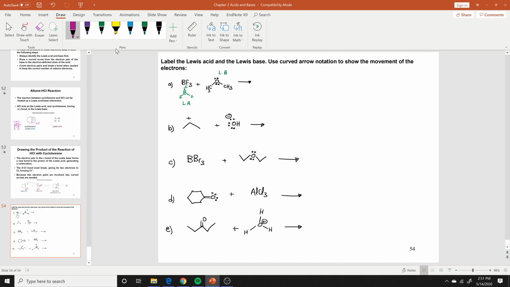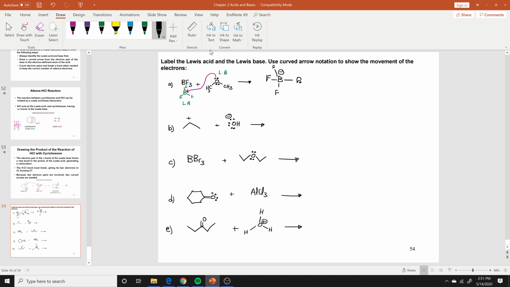So the arrow is starting always from the base, from the nucleophile, towards the boron, which has an empty p orbital in here. This is my electron deficient site. So I'm going to form basically a complex in this case. The boron is going to gain electrons. I'm going to have a fluorine in here, a fluorine in here, and a fluorine in there. And then it's going to make a bond with the oxygen.